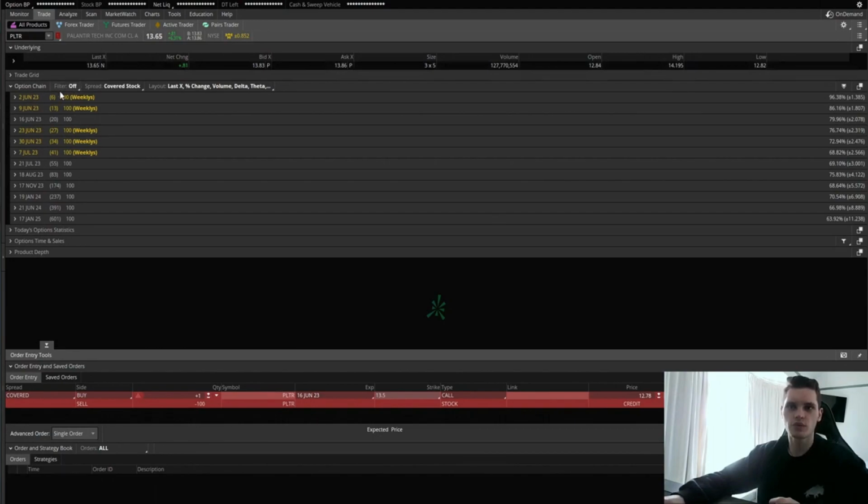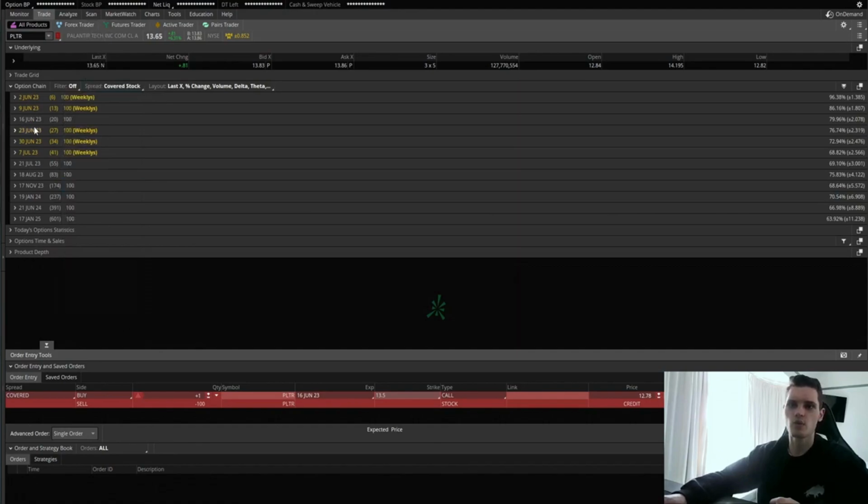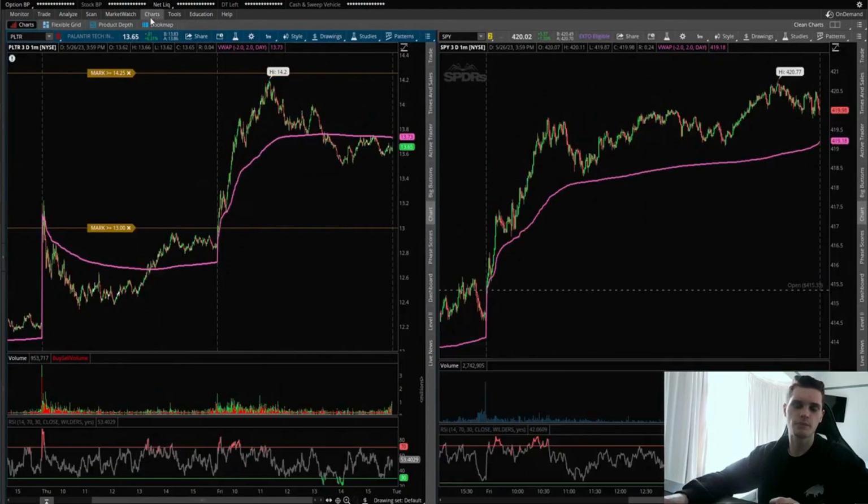And then what you're going to want to do is you put this where it says spread, it will most likely be on single. And again, you can just come down here and change this to covered stock. Now, what this will do is if we go down to here, and again, firstly, you need to obviously know, do you want to be shorting it or do you want to be buying the shares? For this example, we'll use Palantir.